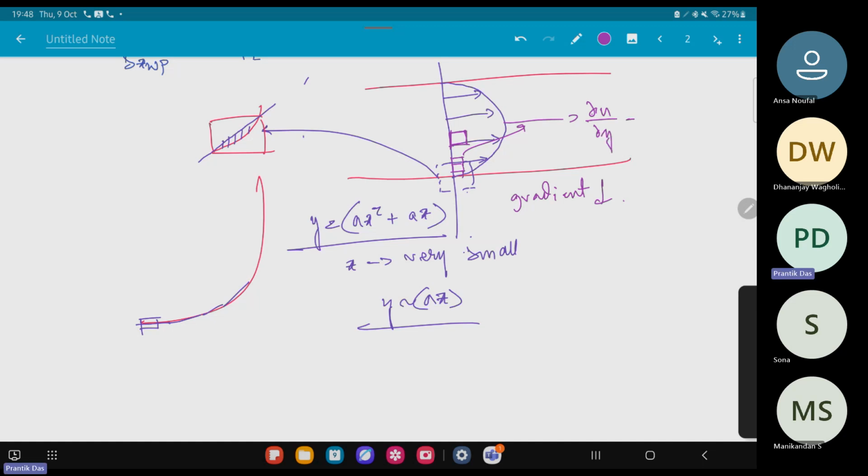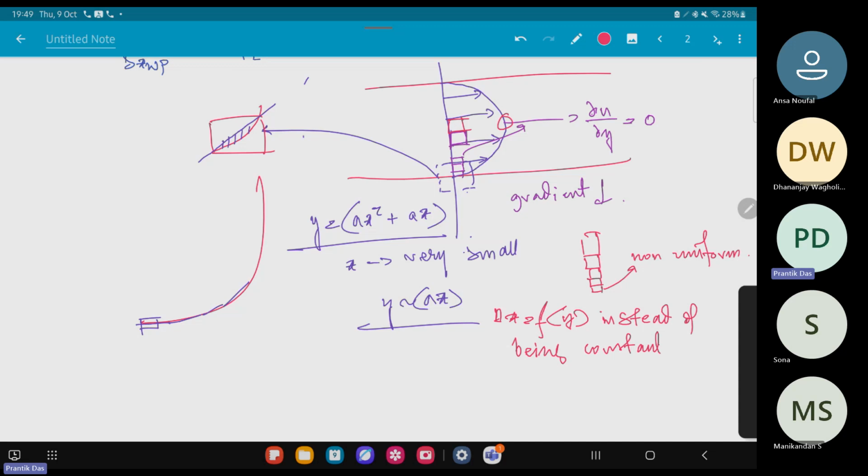So therefore, we can assume the cells to be larger here in the center of the pipeline, and therefore the cell is larger in the center of the pipeline. But as you go towards the wall region, the cell size actually decreases. So this is called a non-uniform cell, because then delta x actually becomes a function of y instead of being constant. Instead of being constant, it becomes a function of y, and therefore we actually have to change the code accordingly.